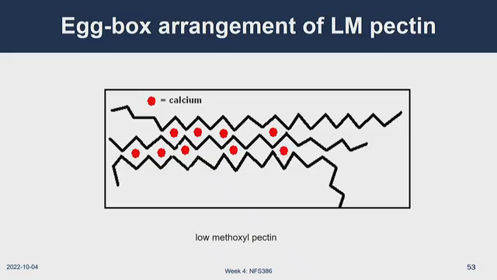And this is how it looks. This is what we call the egg box arrangement. So you have the pectins, the low methoxyl pectins. These are connected together as a bridge, connected together with the calcium. And the calcium is imprisoned in these alveoles. So it reminds you of an egg box. Inside there is a calcium. So this is what makes it work. With this, we are done with this lecture.